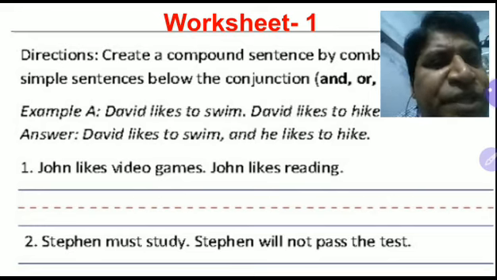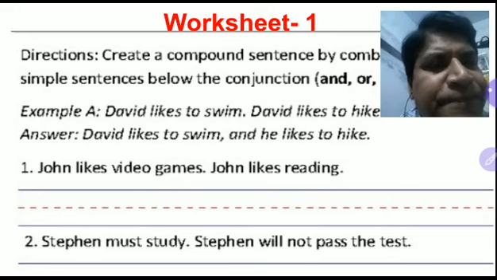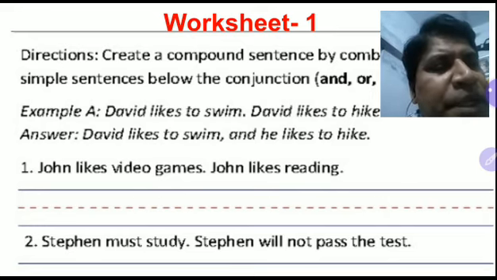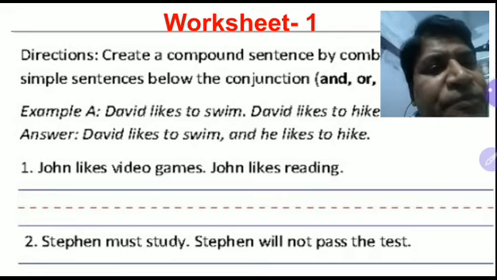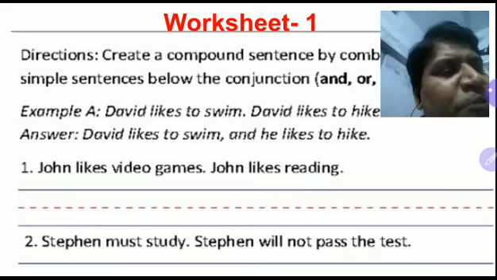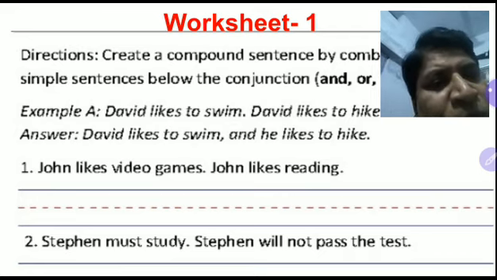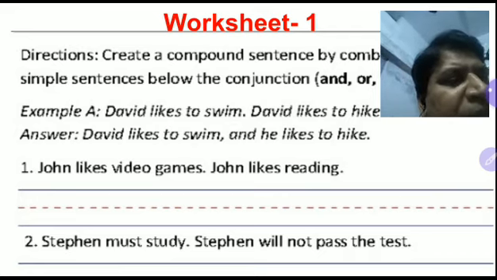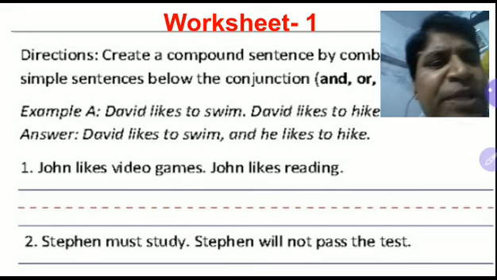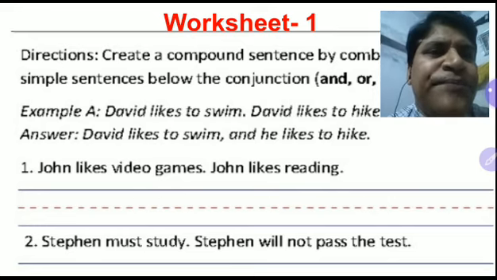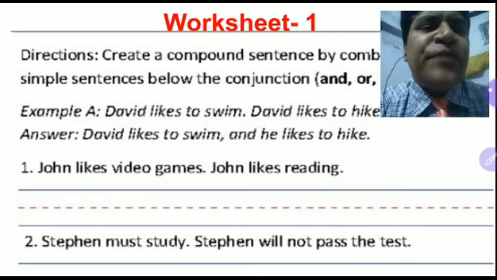Stephen must study. Stephen will not pass the test. Now here you know that there is a condition. If Stephen doesn't study properly, he will not pass the test. That's why Stephen has the option whether he studies hard or he must give up the hope of passing the test. If there is an option, then or is to be used. Stephen must study or he will not pass the test. This is how you have to frame a compound sentence.